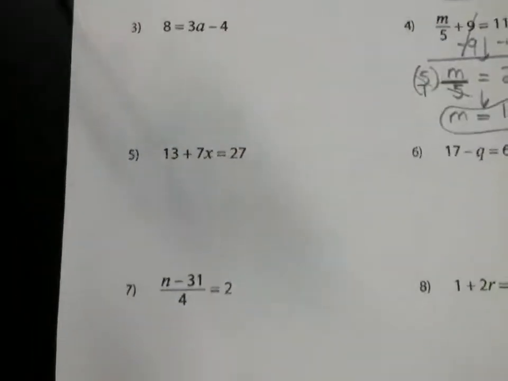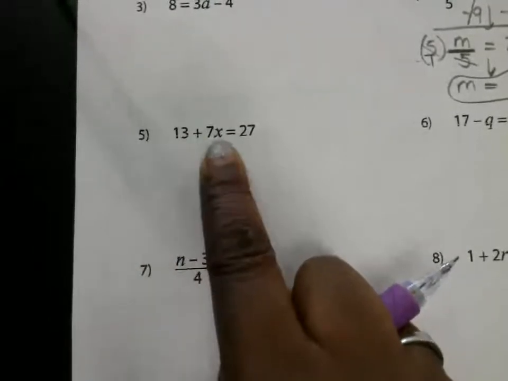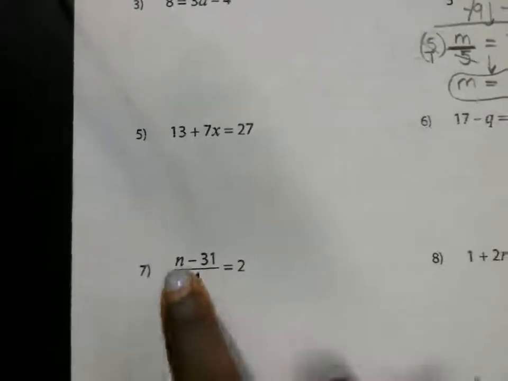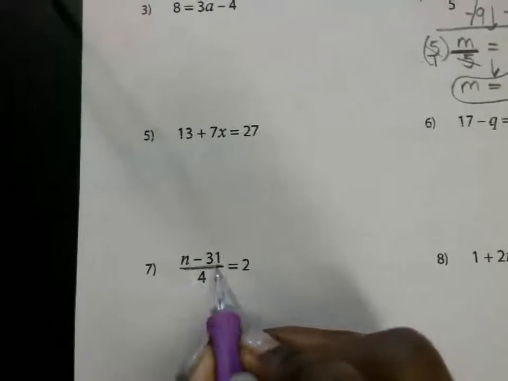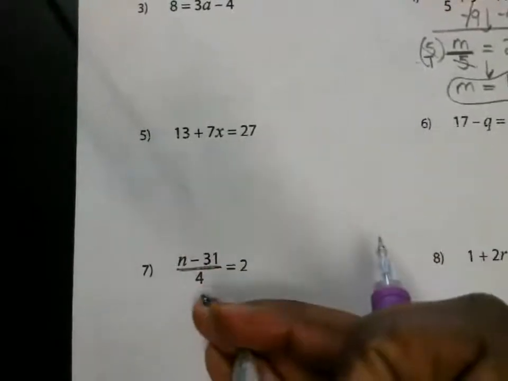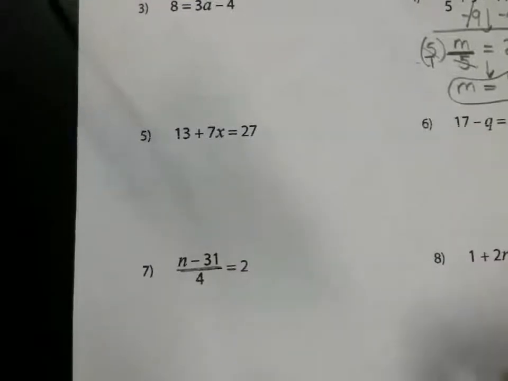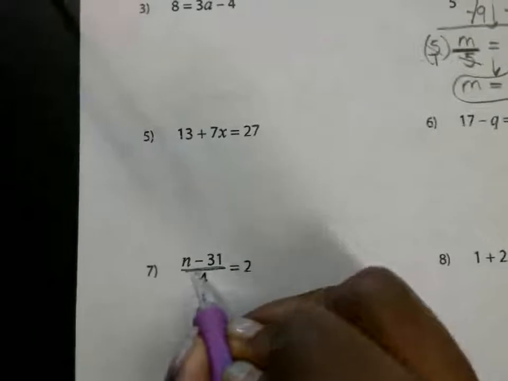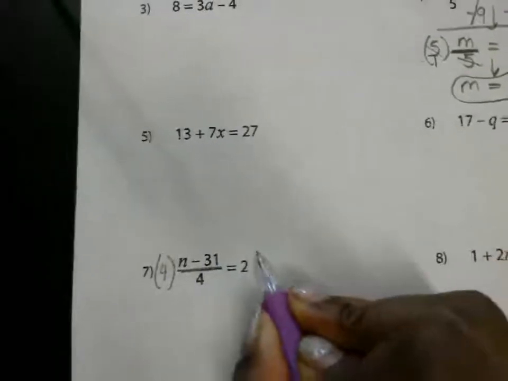Let's look at one that looks like this, because we already know get rid of the 13 first, then divide by 7. Let's look at one that looks like this. Before I can do anything, I need to get rid of this 4. This is division, okay? So when you see a problem that looks like this, you don't have a choice but to get rid of that 4. You can't just move the 31. So we're going to get rid of the 4, okay? Because all of this is on top. This is division. The opposite of division is multiplication. So you multiply both sides by 4.